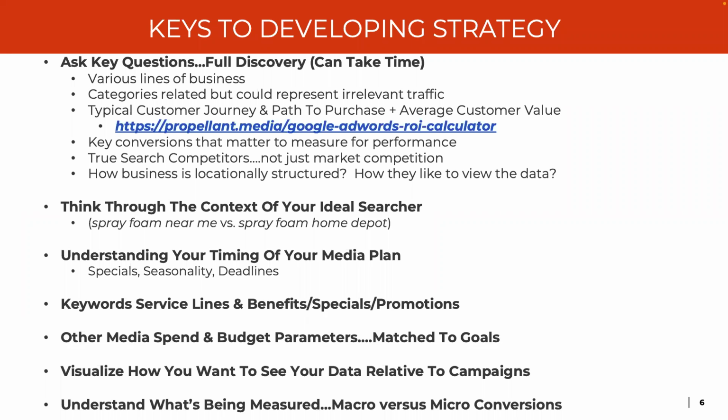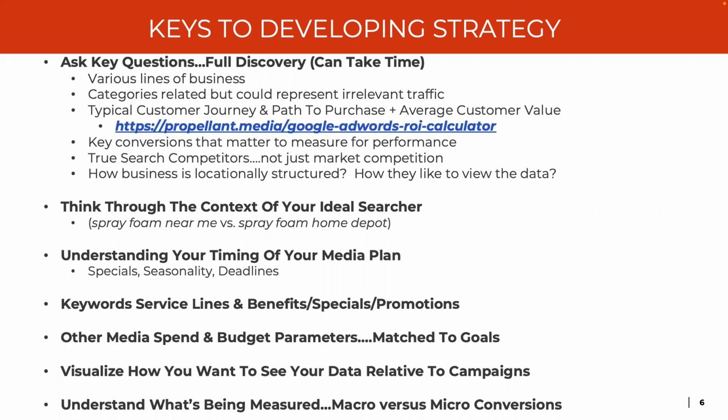And so the specials that you're offering, if you're an institution or a school, what are your application deadlines, the seasonality, the specials, the promotions that you're offering. That goes into both your campaign design as well as when to turn budgets up and down based on your media planning. Your keywords are service lines and benefits and specials and promotions. A lot of times when we're talking with brands and doing our keyword strategy, we're really getting deep into not just the keywords, but the benefits and all the nice things that are being offered by that brand as well. So we can use that as part of both our ad copy as well as our ad extensions.